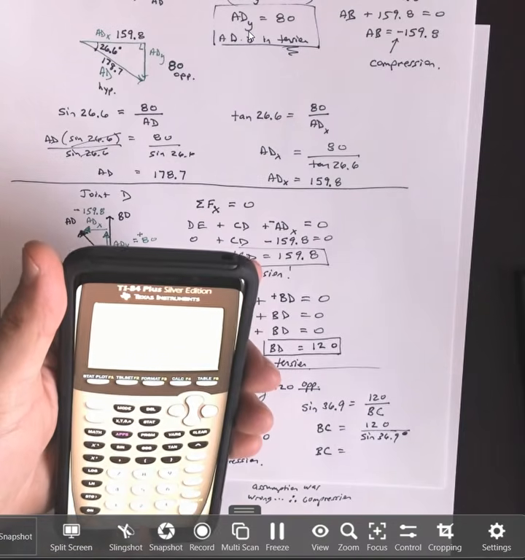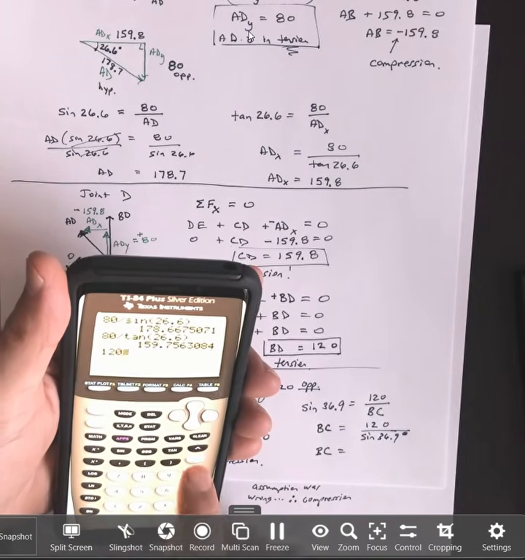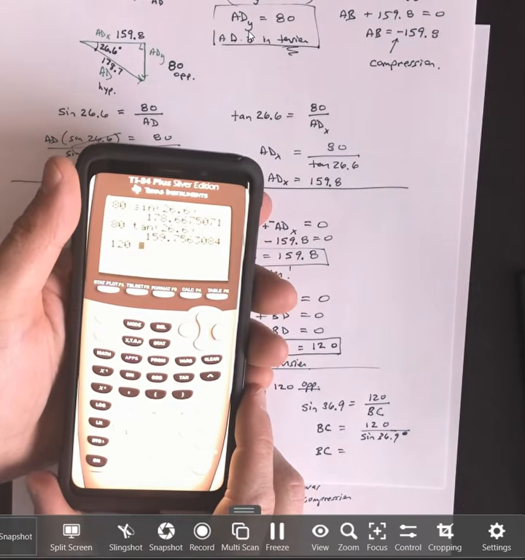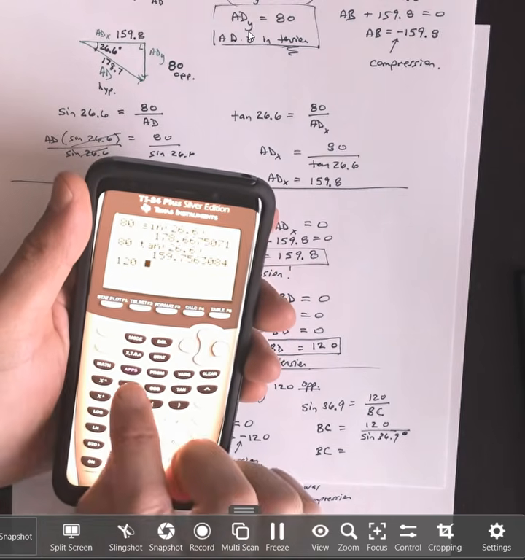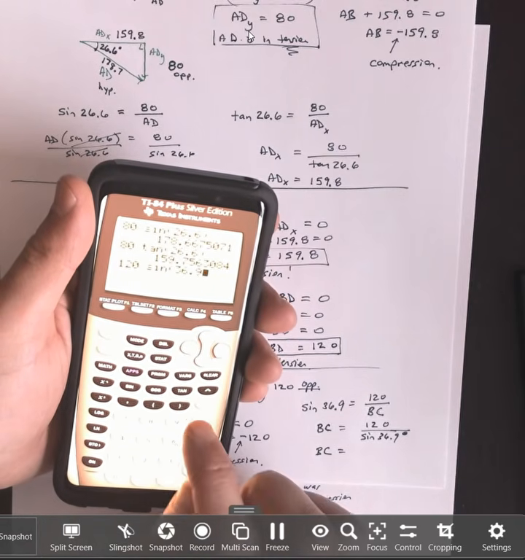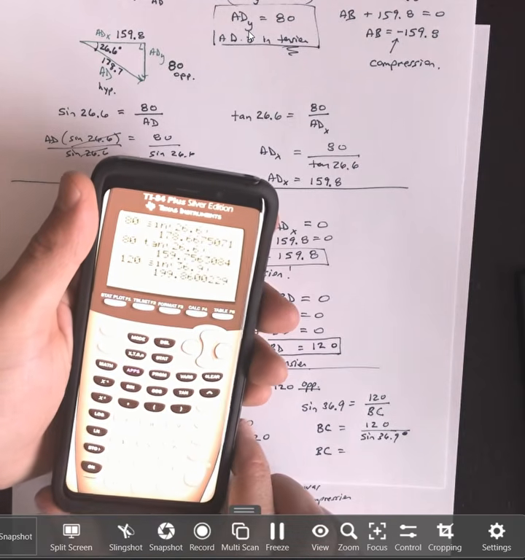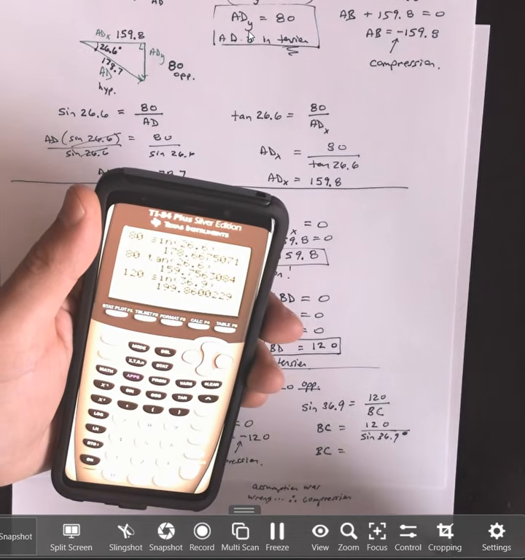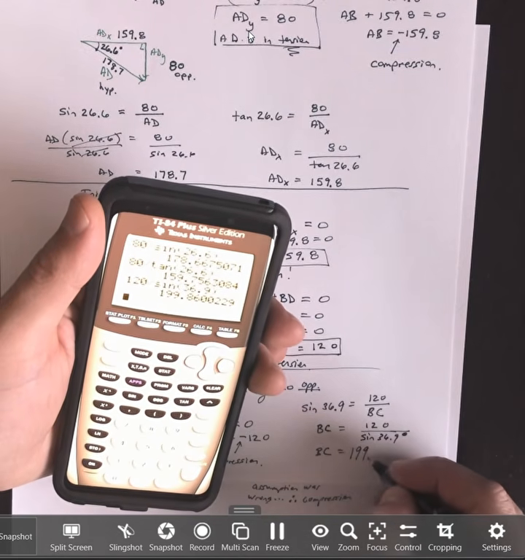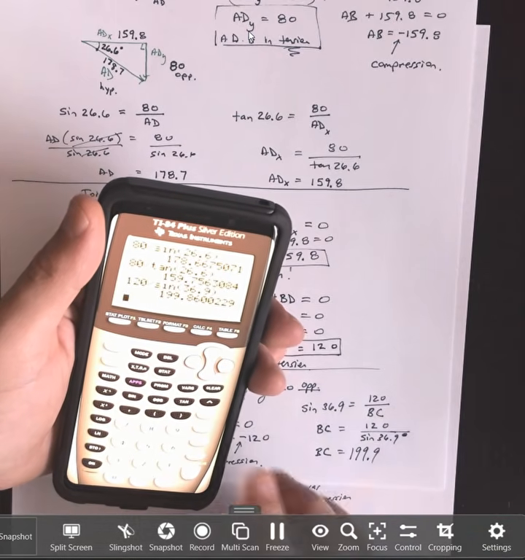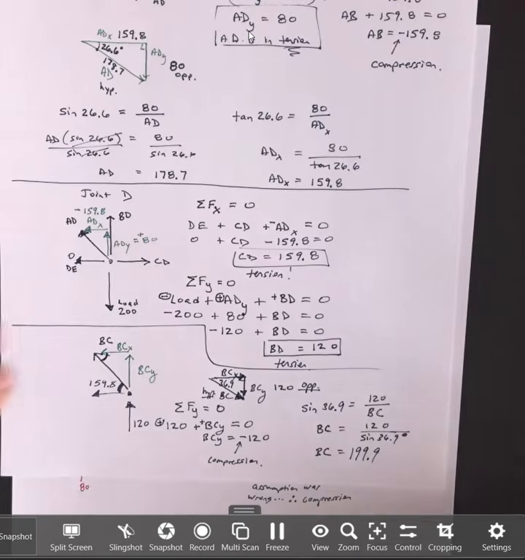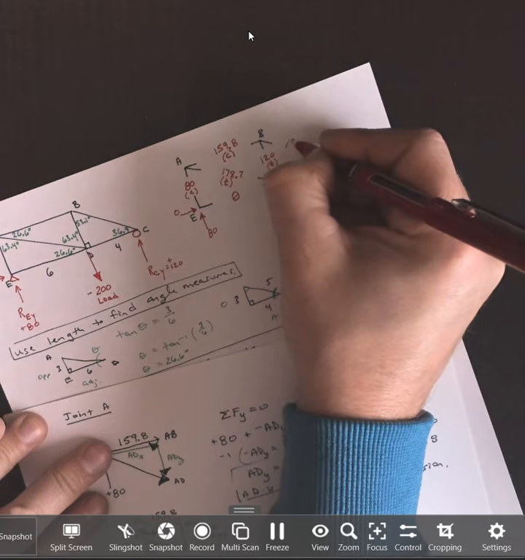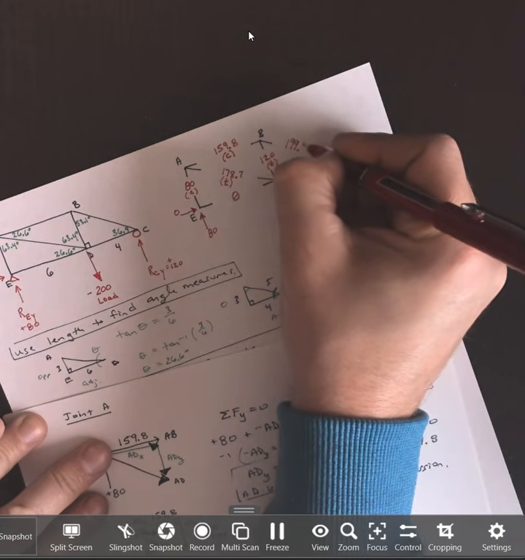So let's see, 120 divided by, you see the screen? Doesn't show up on the camera, does it here? The sine of 36.9. I've got 199.9, rounding it, so 199.9 of compression. So right here, I'm going to fill in 199.9.